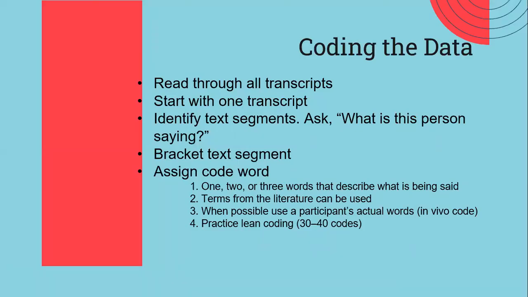And this is coding the data. There are some activities in coding data. The first is to read through all transcripts. And the second is to start with one transcript, identify text segments, bracket the text segments, and then assign code words. For assigning code words, there are some steps. One, two, or three words that describe what is being said. Second, terms from the literature can be used. And then when possible, use a participant's actual words, in vivo codes. And the last is to practice lean coding, which is about 30 to 40 codes.